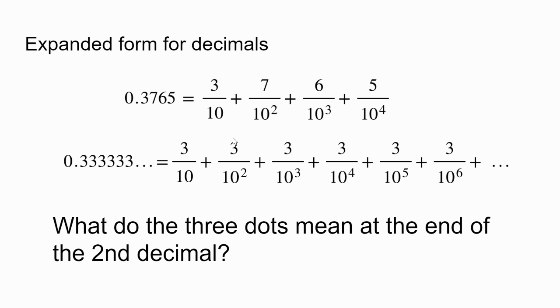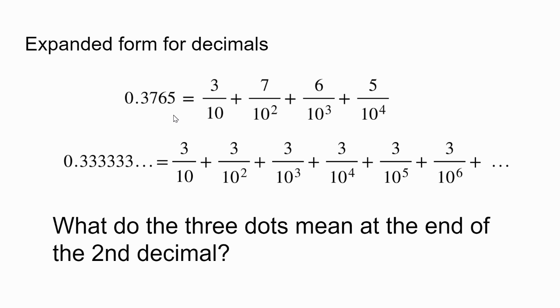So 0.3765 would be, if I said it, 3,765 ten thousandths, which would be 10 to the fourth because there's 4 zeros in 10,000. So I can write that as 3 over 10 or 3 tenths plus 7 over 10 times 10, which is 7 over 100, plus 6 over 10 to the third, which is 1,000, plus 5 over 10 to the fourth, which is 5 over 10,000ths. So if I add those up, that's my decimal.